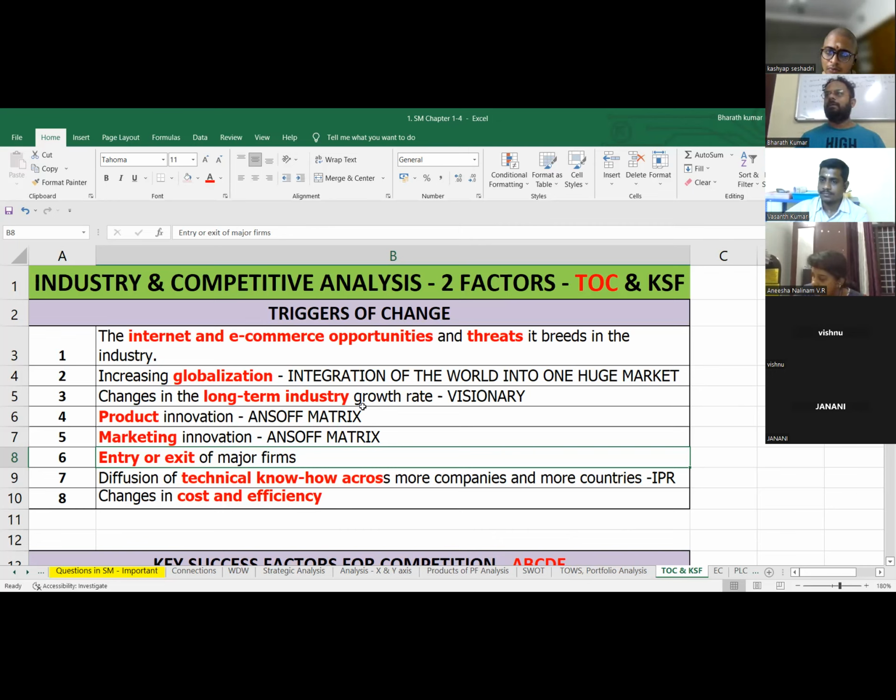Think from a bank angle. If internet is not there, what will happen? Bank close பண்ணிட்டு வீட்டுக்கு போக வேண்டியதுதான். Correct? Everything is core banking system. Correct? So second, increasing globalization.